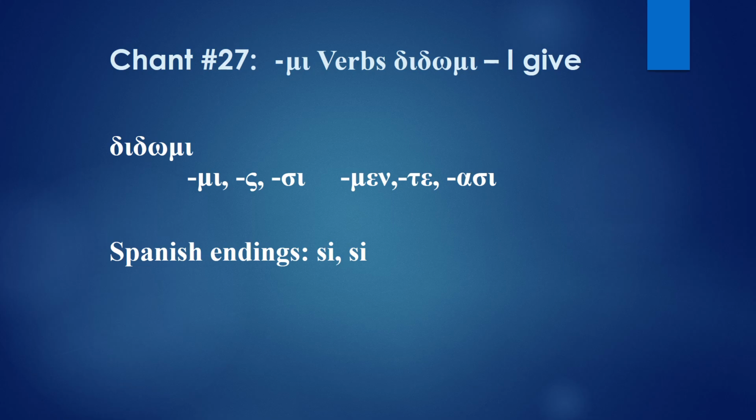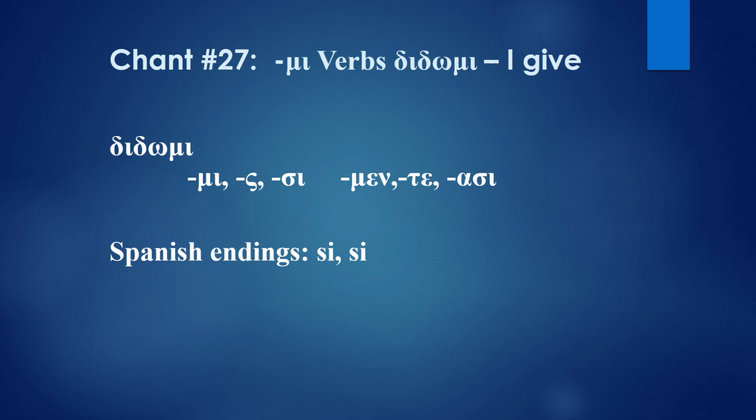This is chant number 27. The mi verb ending is called the Spanish endings, didomi, I give. Didomi is the first person singular, I give. The ending for the first person is mi. S is the second person singular ending, you give. Si is the third person singular ending, he, she, it gives.